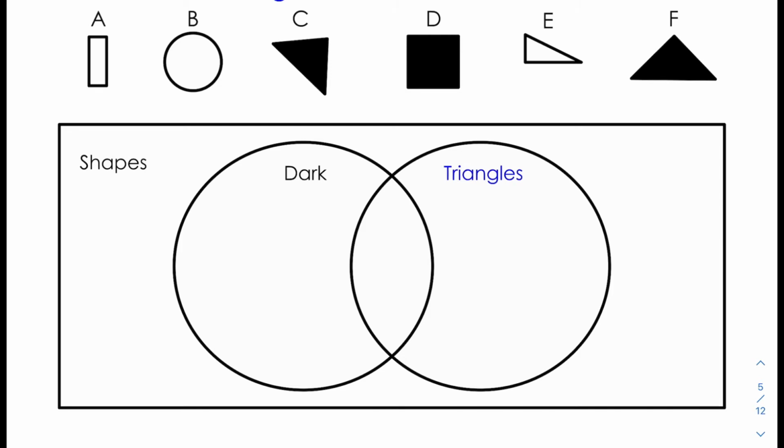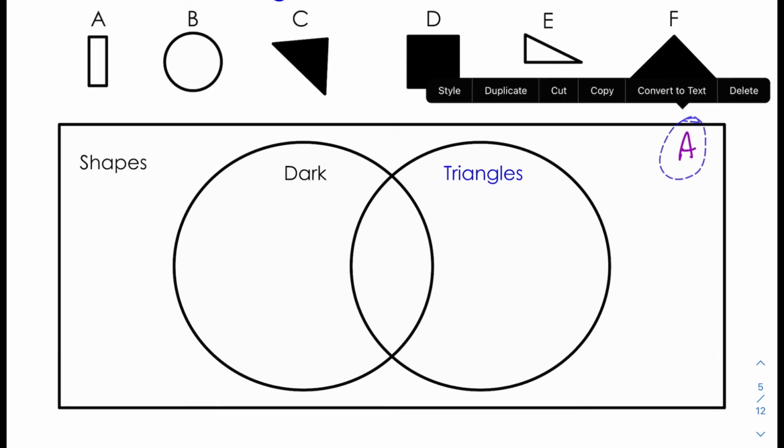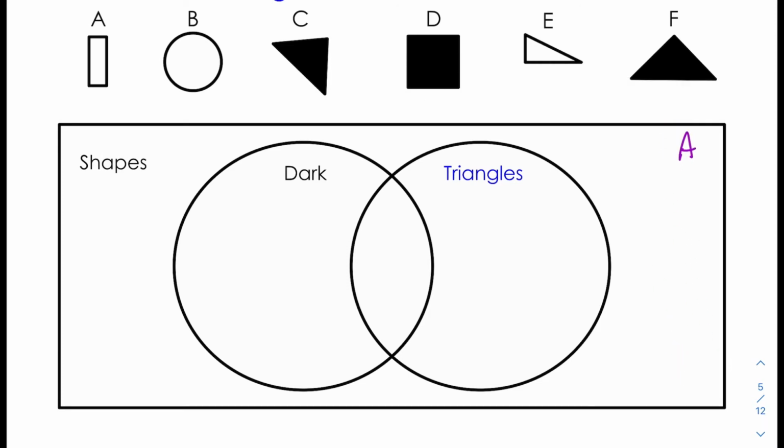So A is a shape, but it's not dark and it's not a triangle, so we'll put it out here somewhere. And just so you know, it really doesn't matter where I put it. It could be anywhere in this area, okay? I can leave it here if I want. B is neither dark nor a triangle, but it is a shape, so let's put a B over here. C is dark, and it's a triangle, and it's a shape, so C will go here.